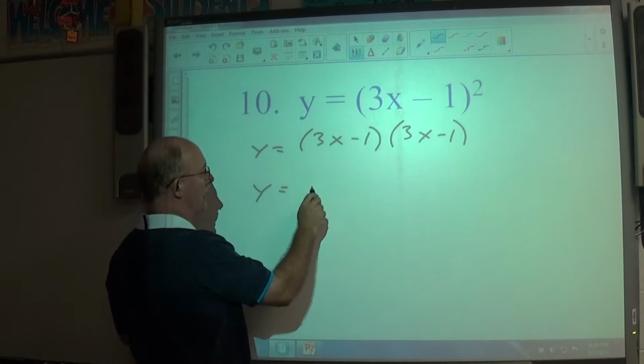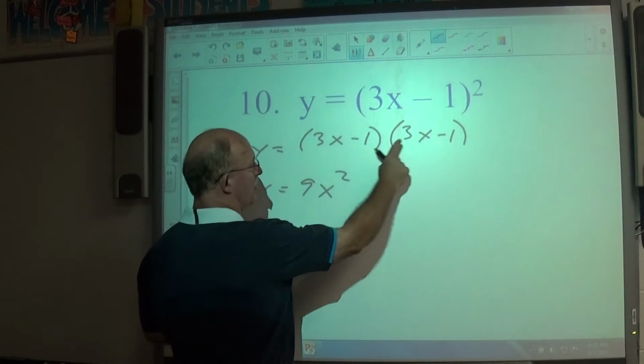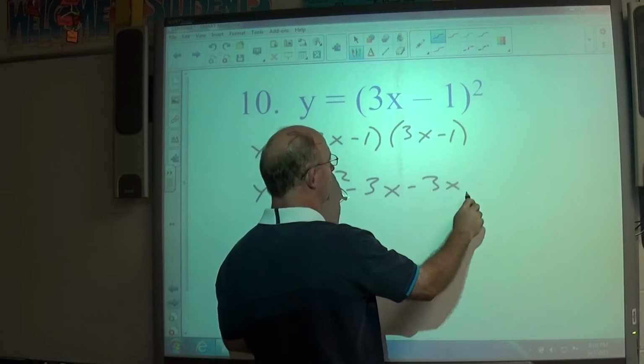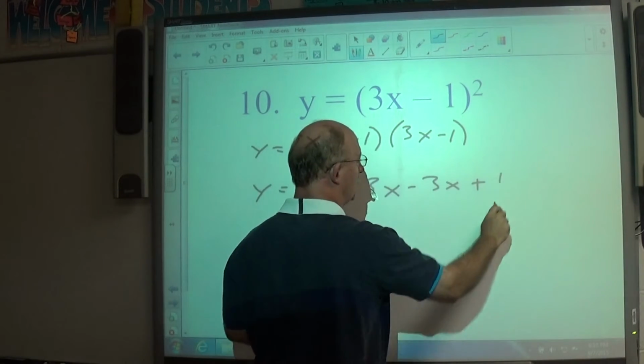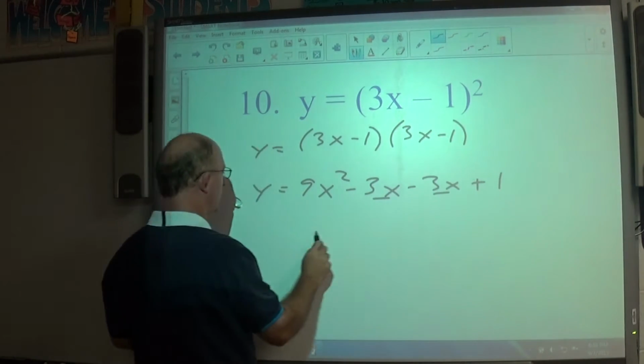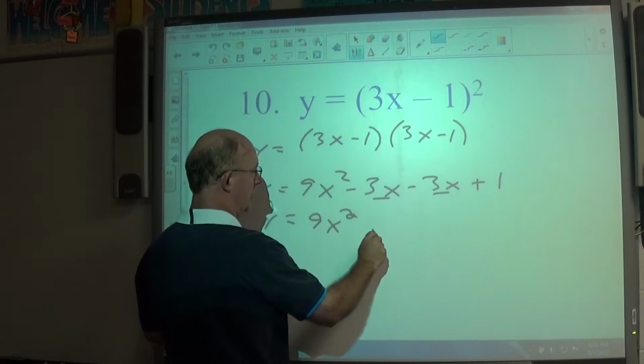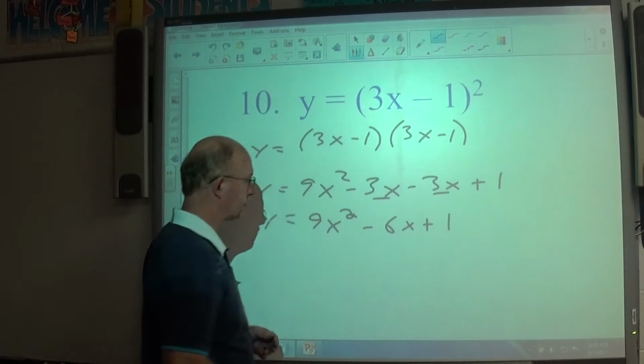3x times 3x gives us 9x squared. 3x times negative 1 is negative 3x. Negative 1 times 3x is negative 3x. Negative 1 times negative 1 gives you positive 1. Now combine like terms. We have y equals 9x squared minus 6x plus 1.